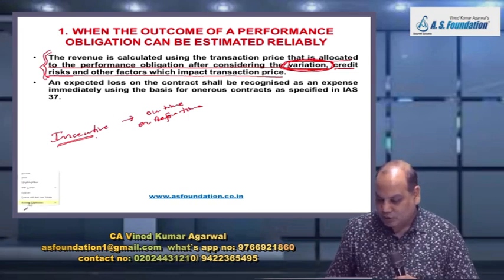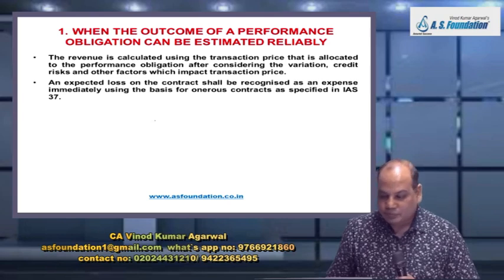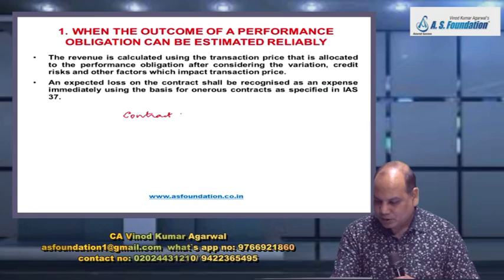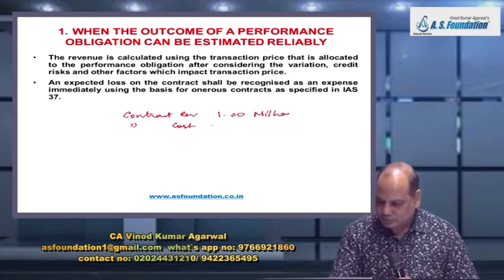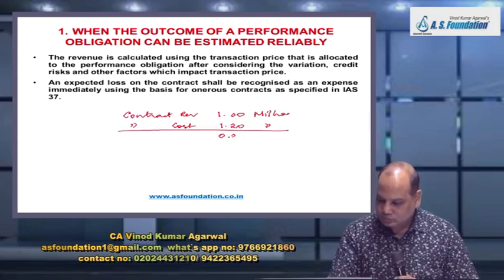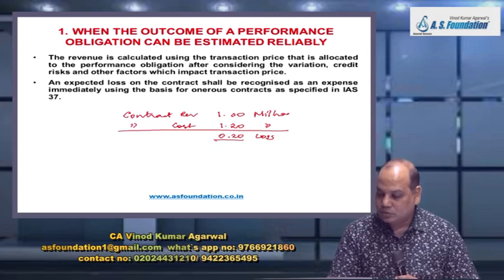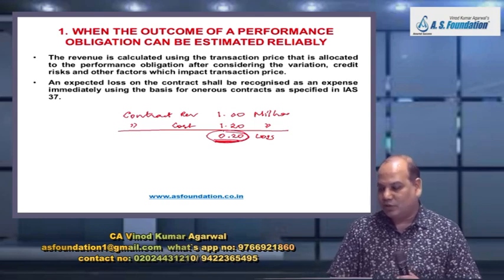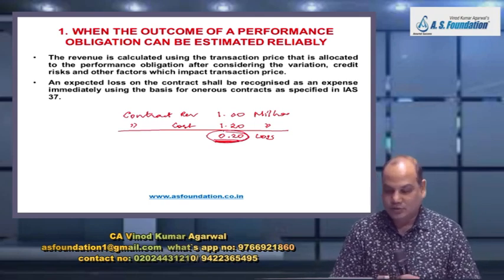But the standard again introduces the concept of prudence. If you find that there is any expected loss, what do you mean by expected loss? My expected contract revenue is 1 million. My expected contract cost is 1.2 million. So my expected loss is 0.2 million. So we have to provide this much loss. Again, you can say we are introducing what is called in accountancy prudence.